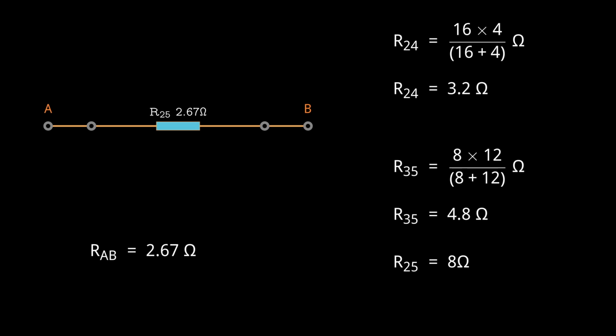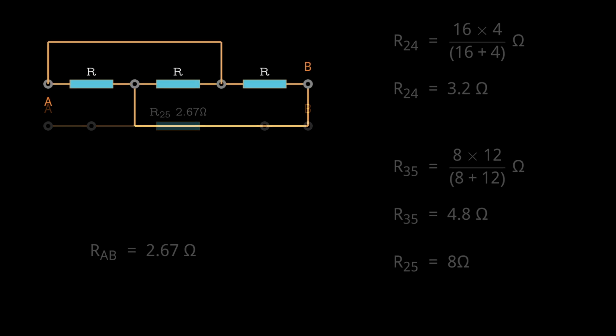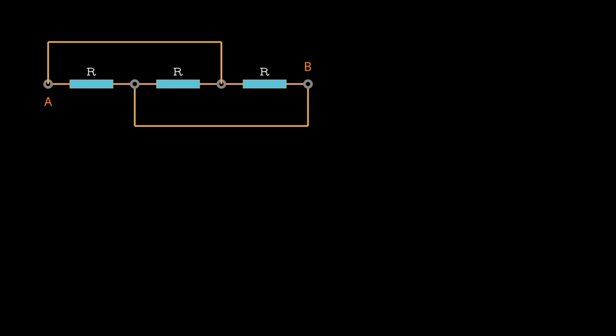After applying the formula, the equivalent resistance of these three parallel resistors comes out to 2.67 ohms. That wasn't too difficult once we figured out which resistors were in parallel and which were in series. Let's move on to another example with a similar type of challenge.